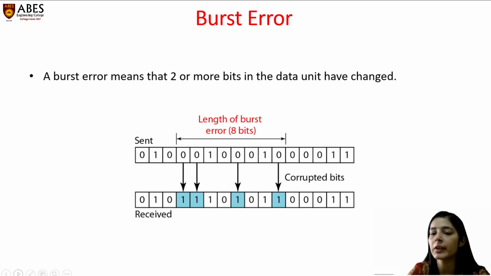So in this diagram, we can see the first corrupted bit to the last corrupted bit. The length is 8 bits. So the length of the burst error here is 8 bits. If two or more bits change during the transmission, then the error is called a burst error. The sender has sent something, but the receiver has received other data, because the transmission medium is not perfect. Some bits have changed from 0 to 1 and some from 1 to 0. So this is called the burst error.